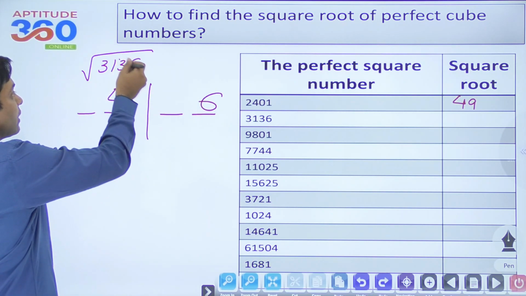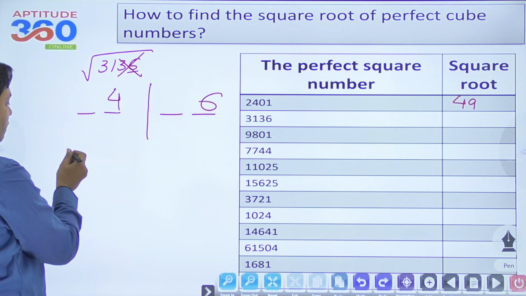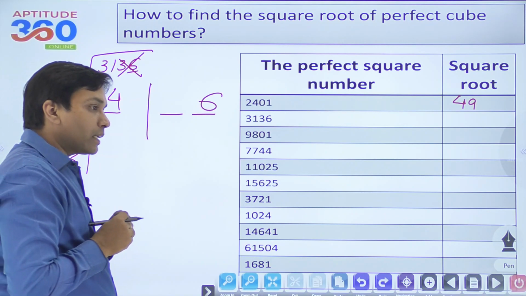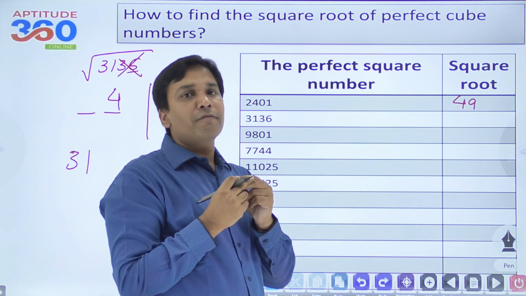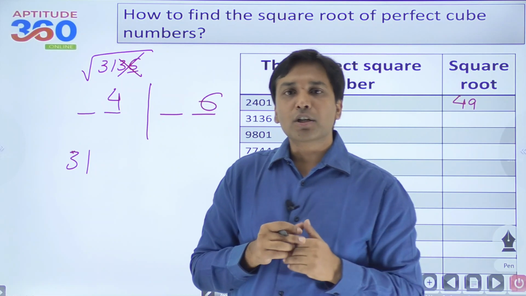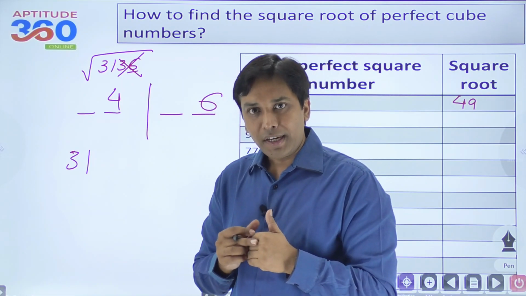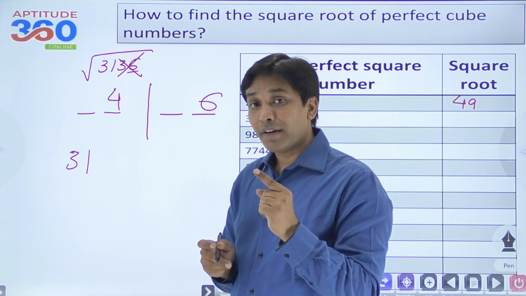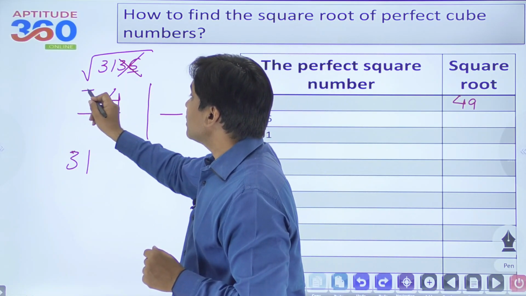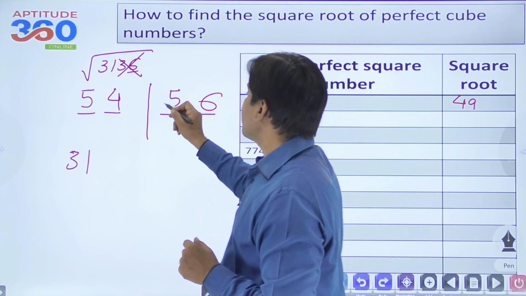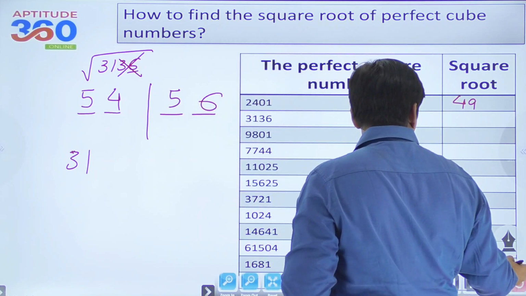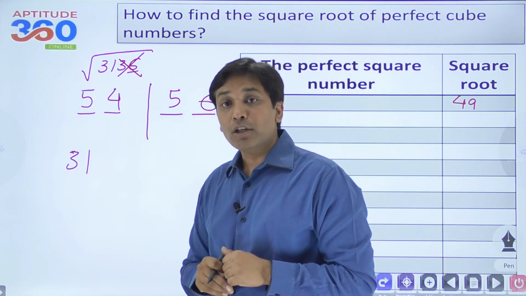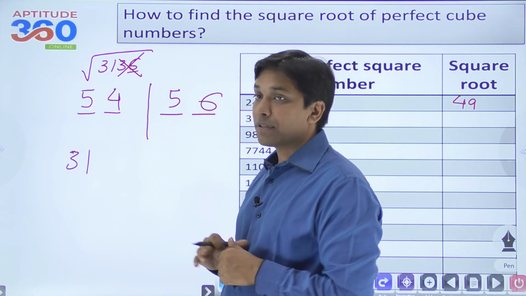Now discard these 2. Then what are you left with? You're left with 31. Right? And which number is a perfect square number just less than 31? It is 25. And 25 is the square of 5. So what do you have? Either 54 or 56. So your number will be the square root of the square of either 54 or 56.